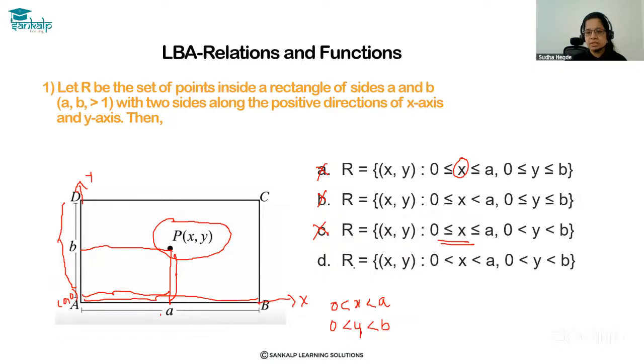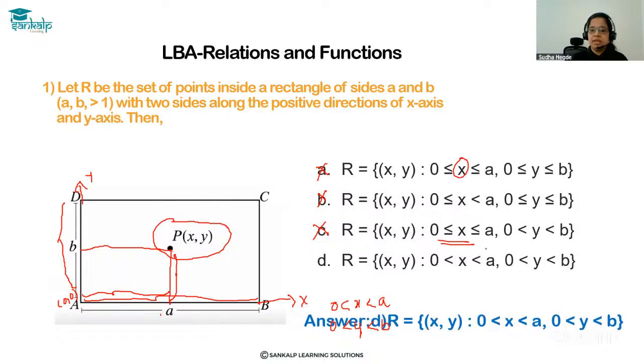Now check the last one. {(x, y): 0 less than x less than A, 0 less than y less than B}. So this is the correct option. So the answer is option D, that is R is equal to {(x, y): 0 less than x less than A and 0 less than y less than B}.